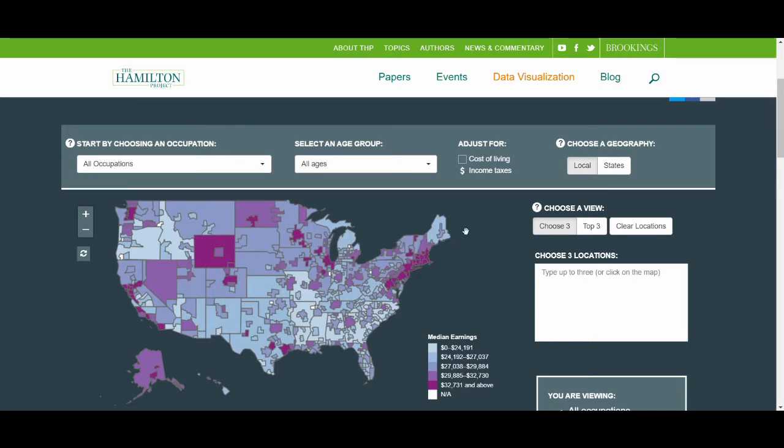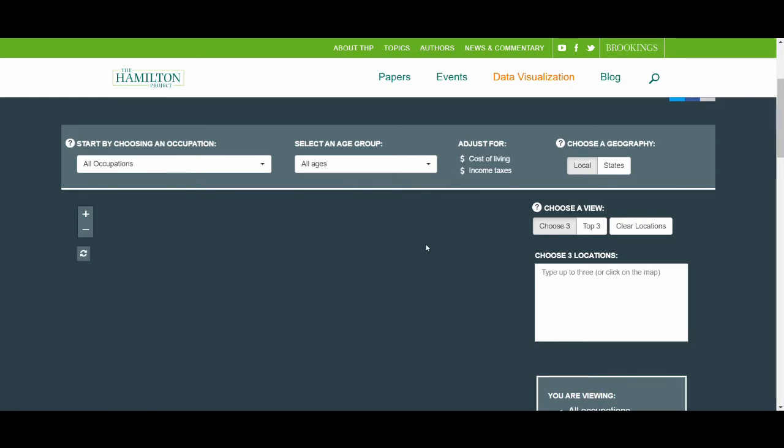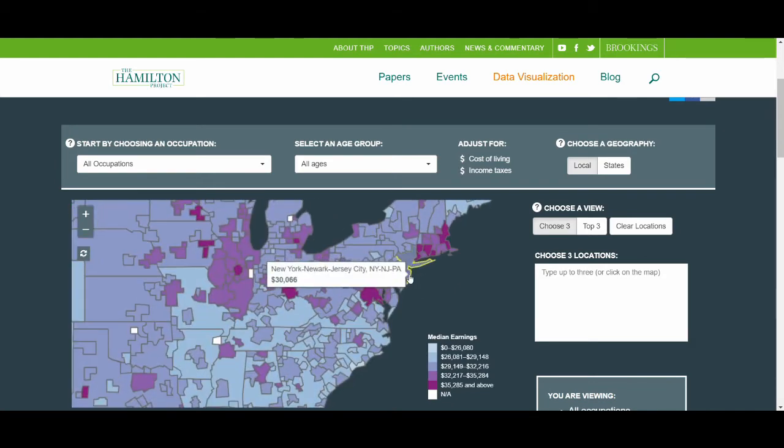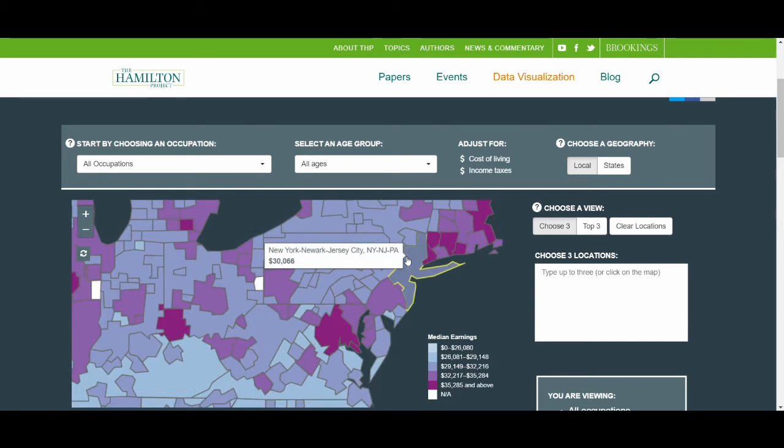But part of that is also driven by the fact that people have to pay a lot to live in these areas. So let's also adjust this for cost of living, just so we get a more balanced picture of where incomes are high. And now you can see the picture is a little bit more balanced. Once you adjust for the cost of living in New York, its median earnings actually come a lot more in line with what's going on with the rest of the country.